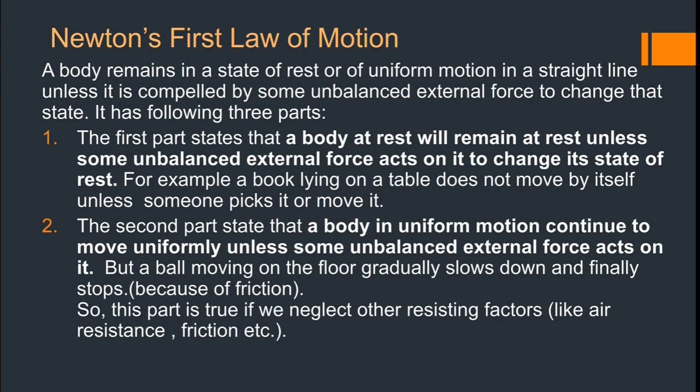For example, a ball moving on the floor gradually slows down and finally stops. Why? Because there is a force of friction which is opposing the motion of the ball. So if we neglect these resisting factors like air resistance or friction, then in that case we can say that this part is also true. So this part is true if we neglect other resisting factors.